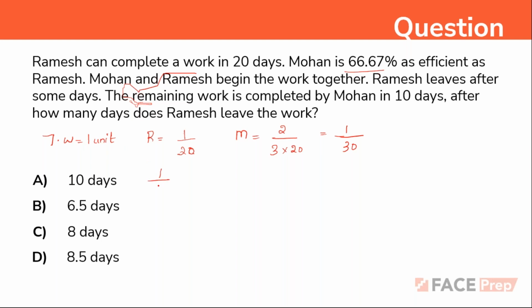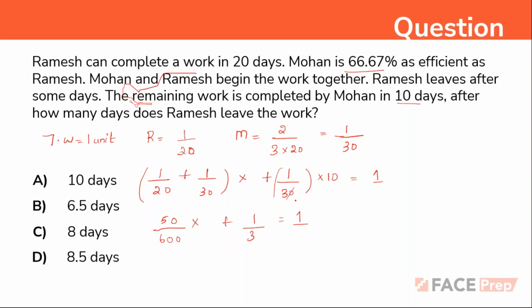Now, if Ramesh and Mohan work together for some number of days, which I don't know, I'm taking it as x, plus Mohan completes the remaining work in 10 days. So what is the efficiency of Mohan? 1 by 30, and he completes the work in 10 days, which is equal to my total work, that is 1 unit. Now, if I take the LCM, it will be 50 divided by 600x plus 1 by 3, which is equal to 1.